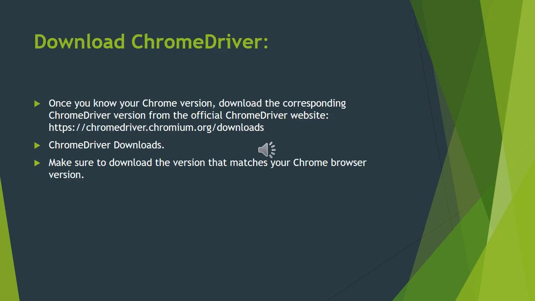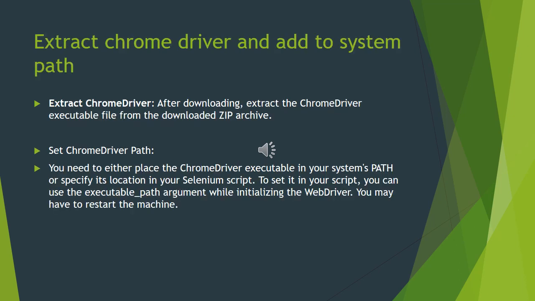Next step is to download the Chrome driver itself by visiting the official Chrome driver website https://chromedriver.chromium.org. Let it download and store it in a particular folder. It will download in the form of a zip. Next, you want to actually extract the Chrome driver executable from the downloaded zip archive. All right. And next one is you also want to add the path of the Chrome driver exe to your environment settings.